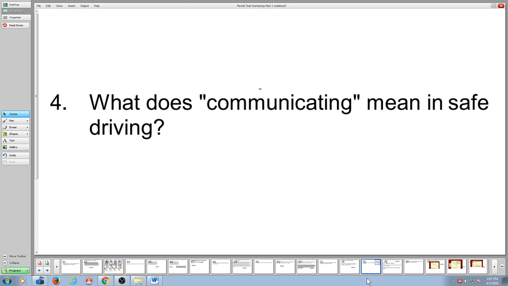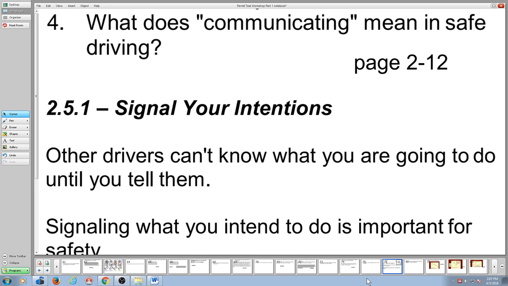Blinkers. So like signals, turn signals, emergency hazard lights, stuff like that. Signal your intentions. Other drivers can't know what you are going to do until you tell them. Signaling what you intend to do is important for safety.